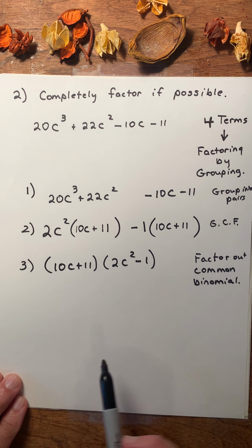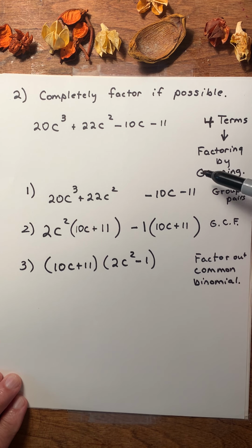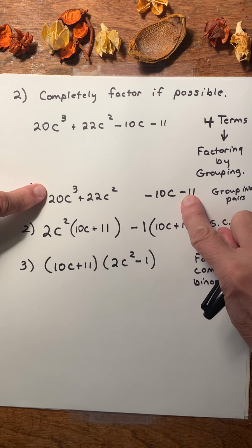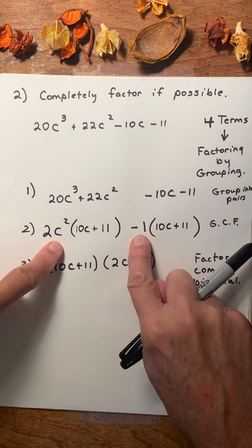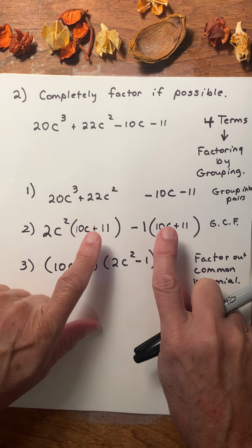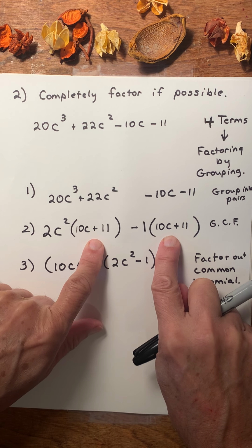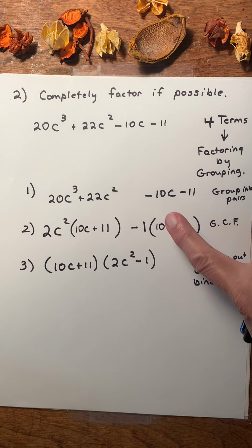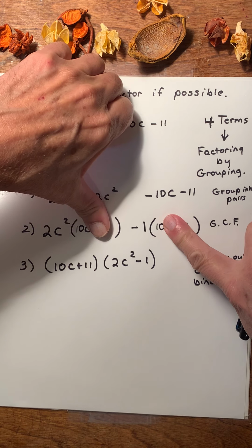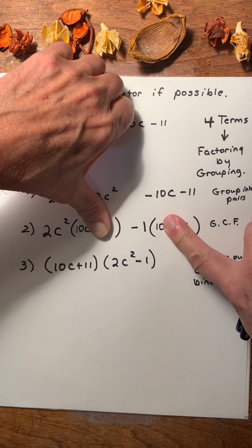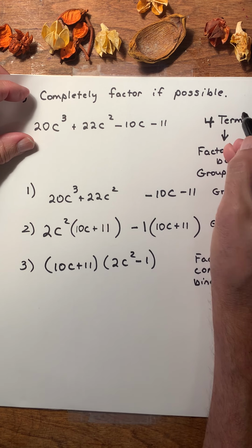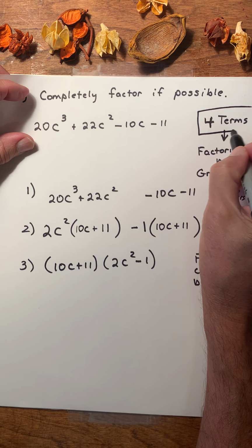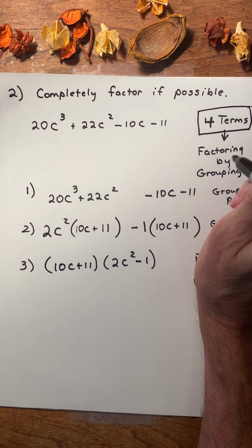All right. 3 steps. Pair your terms. Take out a common factor out of these two pairs. I did. And you will have a common binomial left over. Factor out the common binomial. 10C plus 11, factored it out, leaves 2C squared minus 1. All right, but keep in mind, you see 4 terms, you should think immediately factoring by grouping.